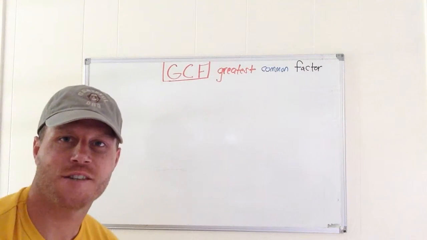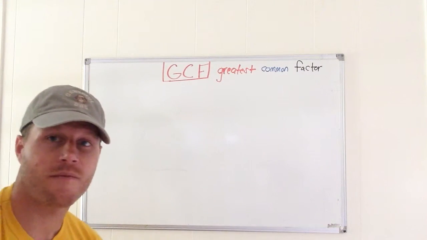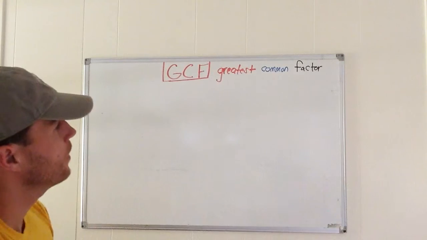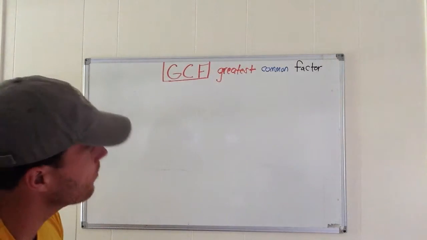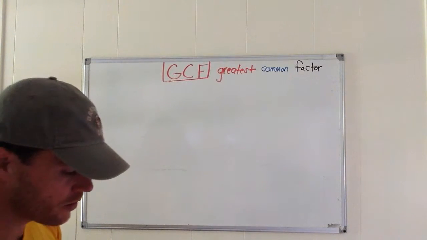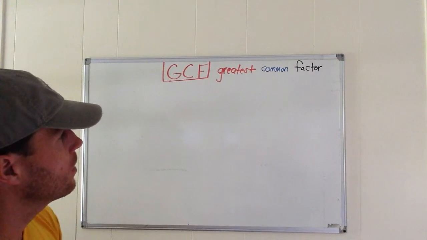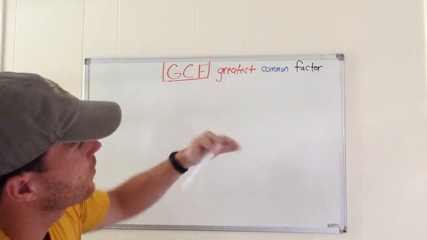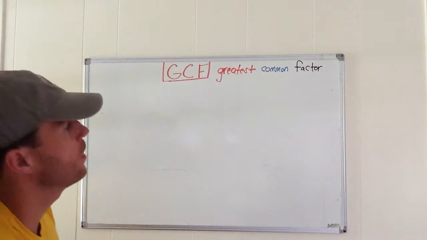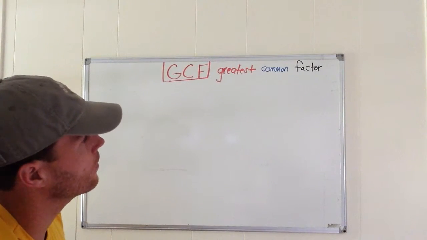Okay, we're going to talk about GCF. GCF is greatest common factor. What I have here on the board is just that, greatest common factor. I like to split those three words up because they all mean something different, and really understanding what they mean is understanding GCF. So greatest implies the largest. What's the largest number? Actually, the largest factor that they have in common.